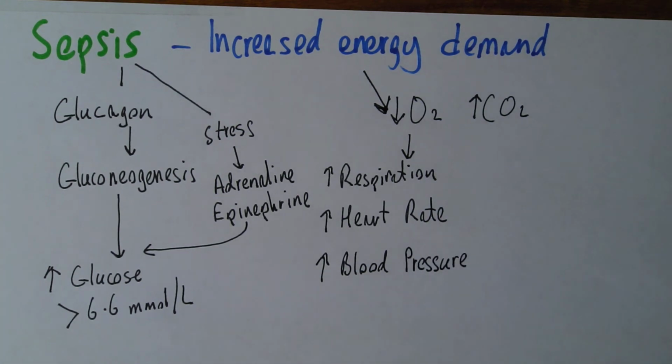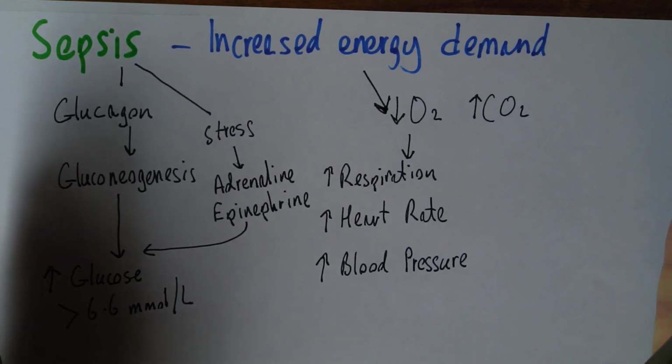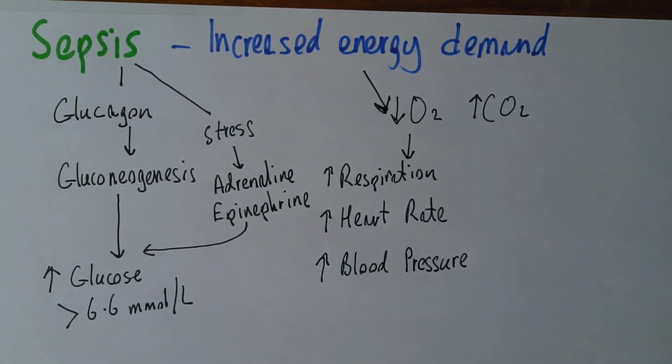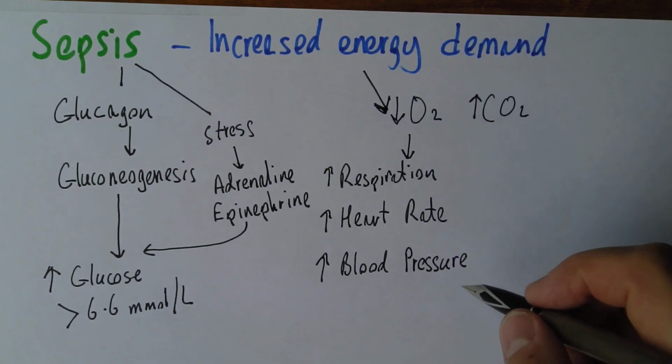And as well as that, if someone has got chills and rigors, they're going to be peripherally vasoconstricted. The peripheral vasoconstriction is going to reduce the amount of blood going to the surface of the body, retaining warm blood at the core of the body, but it can also increase peripheral resistance. So these are other effects that we can see in sepsis. We can see raised glucose levels, we can see increased respiratory rates, increased heart rates, and increased blood pressure.